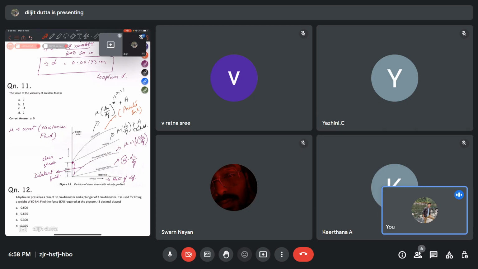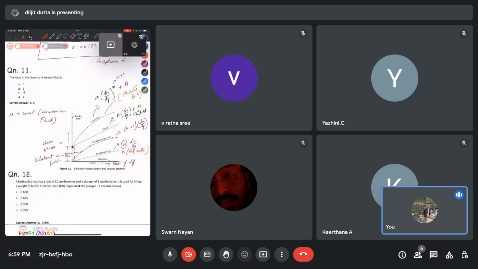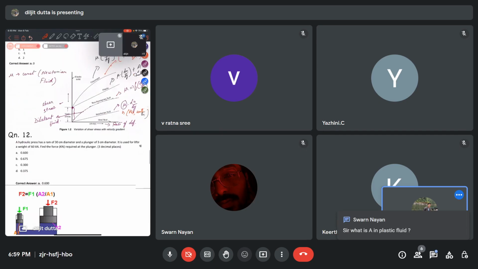And most fluids like air and water are Newtonian fluids. So this is the basic idea. If you want to learn more about the types of fluid, you can either Google, or go through a standard book, like the one I mentioned, and you'll get to know.